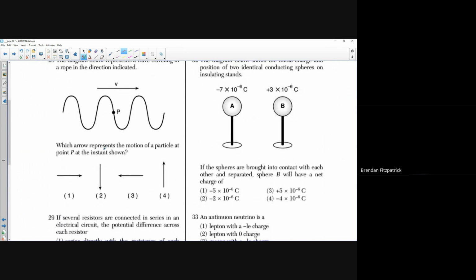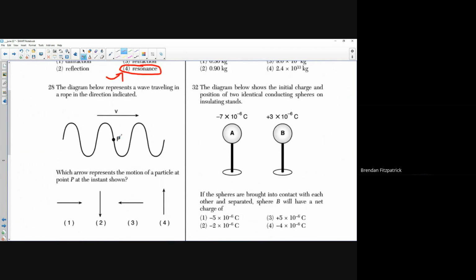What is the motion of the particle P shown in this wave? What in the next moment in time? What is it doing? So the wave is traveling to the right. So this peak is traveling to the right, and this is a transverse wave. So point P is not going to move left or right. So we need to decide, is it going to move up or down? P is not moving to the right. It's the wave that moves to the right.